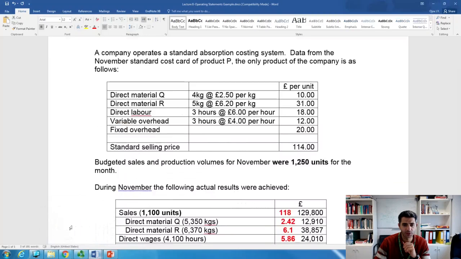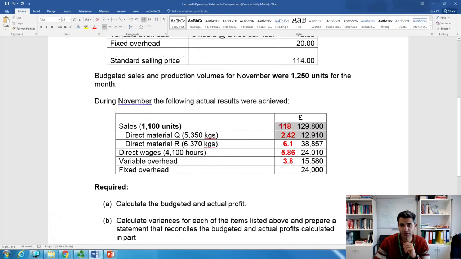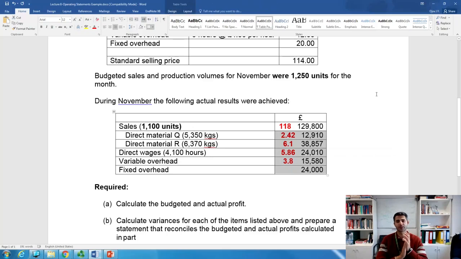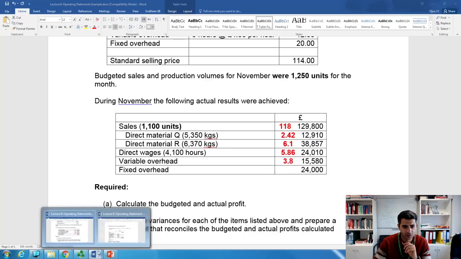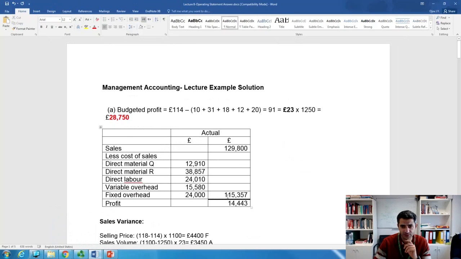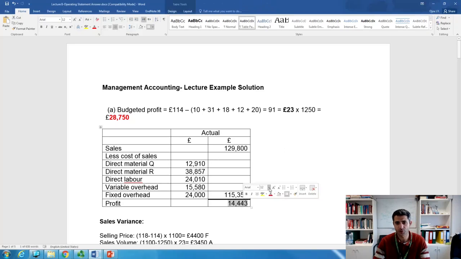In terms of the actual profit, it is much easier. Why is it much easier? Because in the question it does give you the figures straight away. So what you need to do, really, is take the total sales and subtract all these costs involved, including 12,910, 38, right? You subtract all the costs from the total sales, which is £129,800.